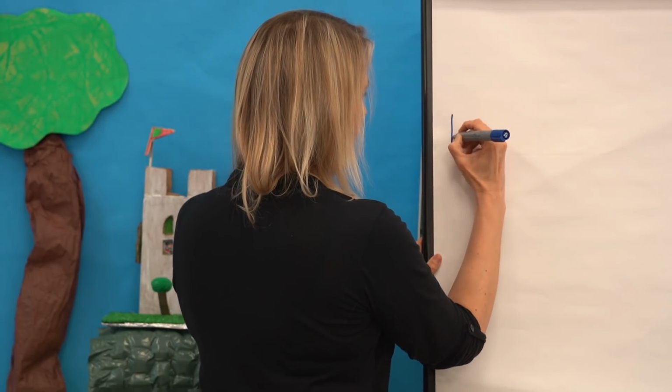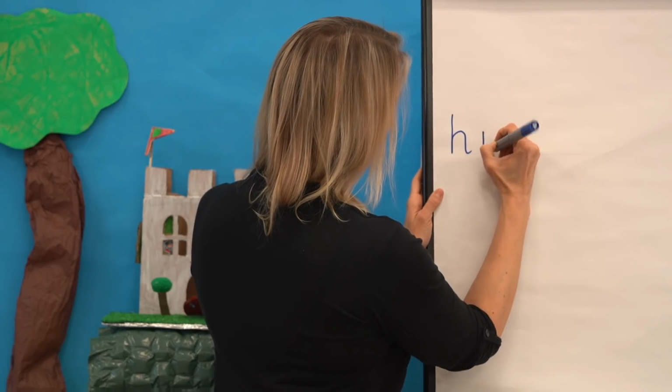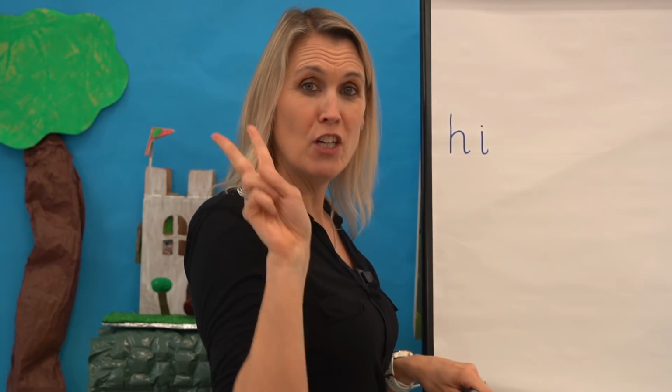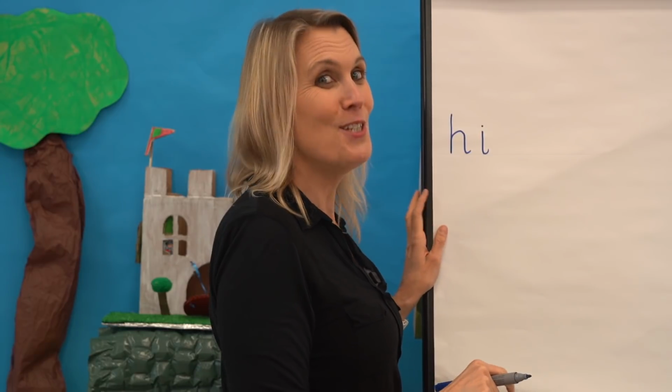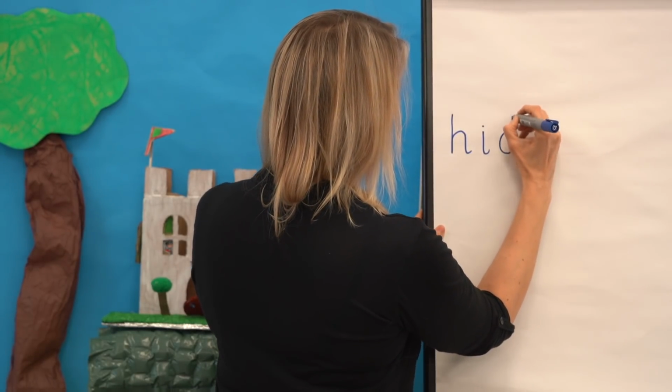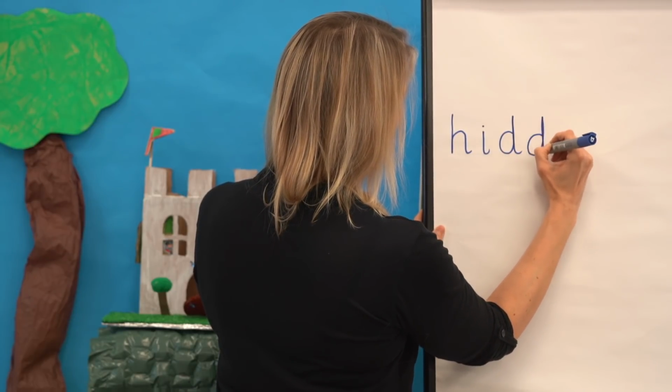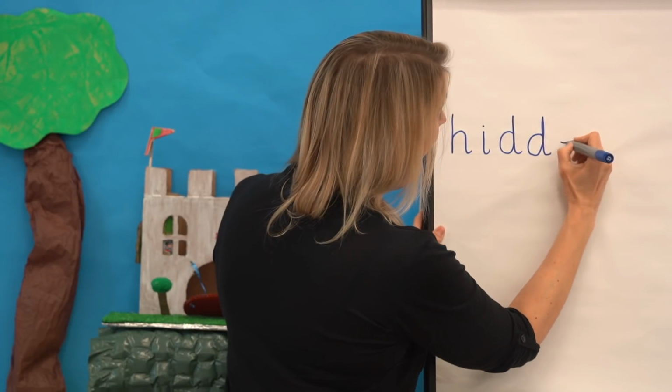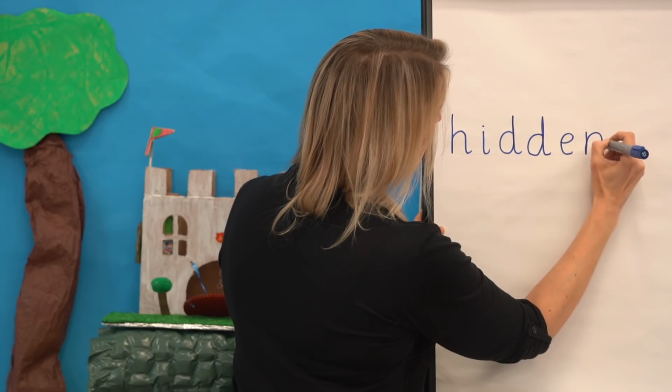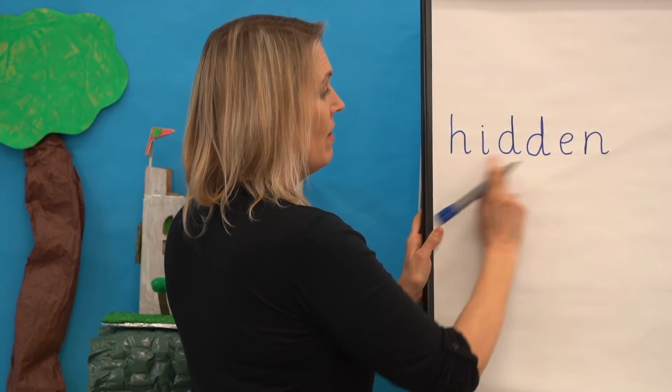Let's try another one. Let's spell hidden. Segment the sounds with me. Hidden. H-I-D-E-N. Let's count how many sounds there are. H-I-D-E-N. That's five sounds. Watch me write hidden. I need five sounds. The dd is a digraph. Two letters, one sound. So I need to write two letters. H, i, dd, e, n. Hidden.